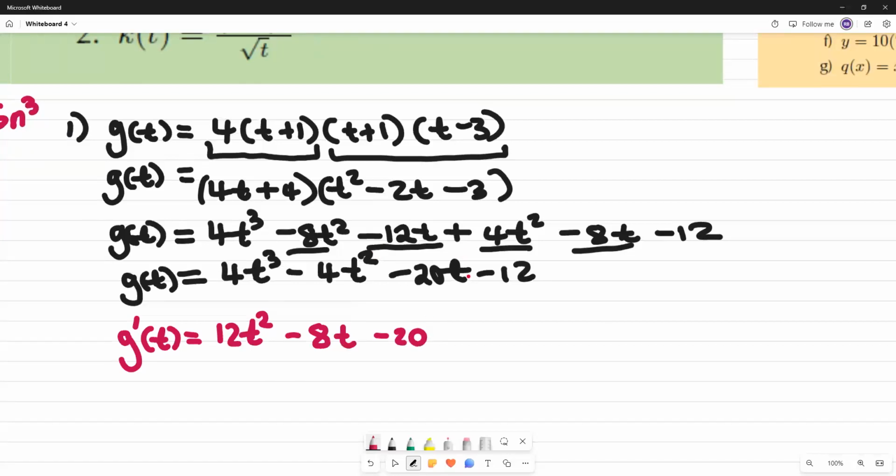Remember, it's going to be t to the power 0. You do not write, right? And also, this guy here is a constant. I said the derivative of a constant is 0, so you don't write it. And then that is your answer for the derivative, basically. I'm hoping that makes sense. Now let's look at number 2.